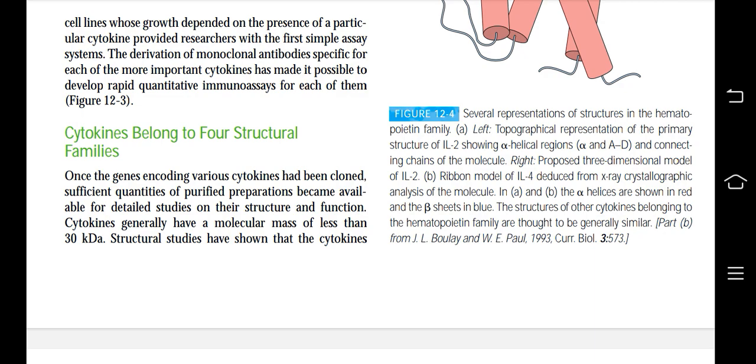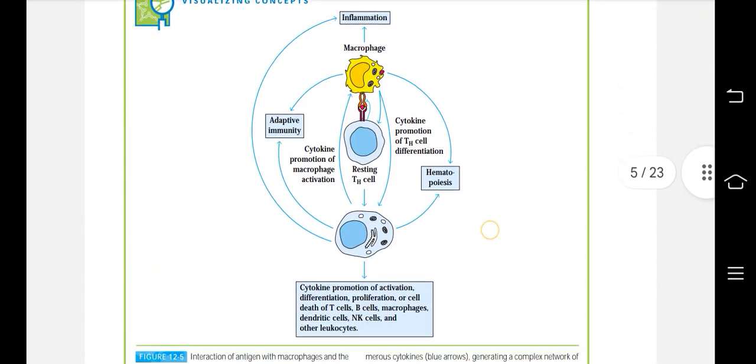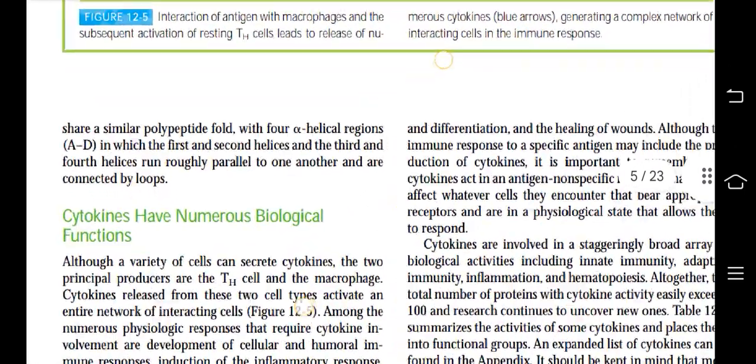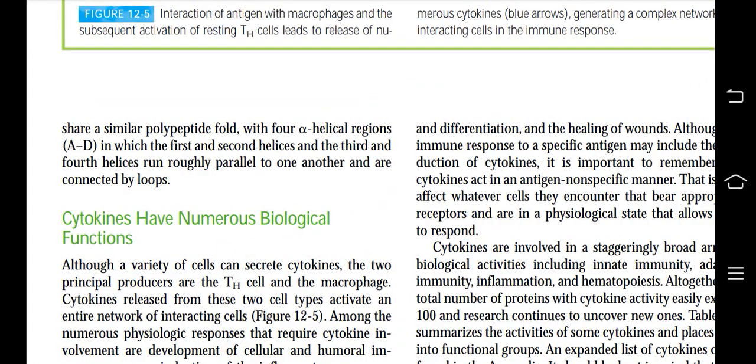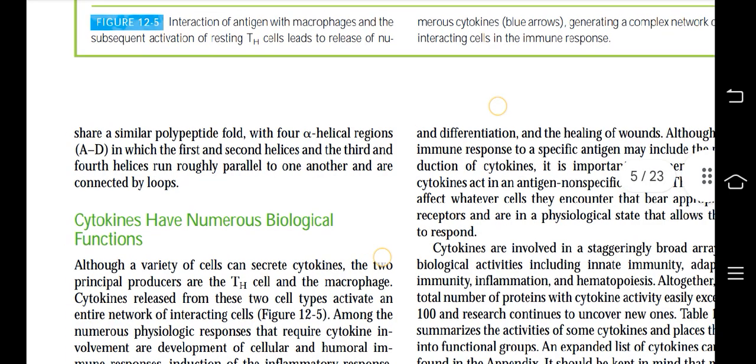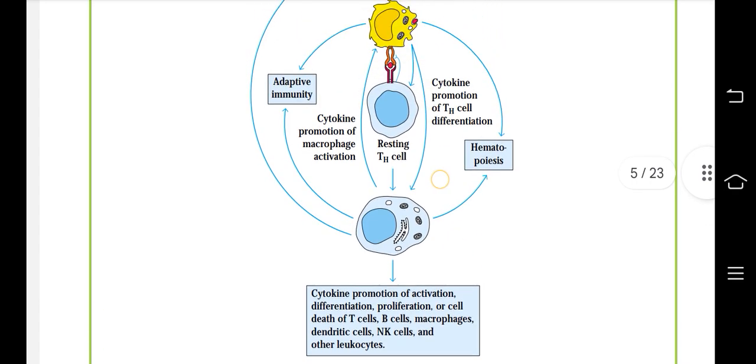So cytokines generally have a molecular mass of less than 30 kilodalton. Structural studies have shown that the cytokines share a similar polypeptide fold with four alpha helical regions A to D, in which the first and second helices and the third and fourth helices run roughly parallel to one another and are connected by loops. So cytokines have numerous biological functions which will be dealt with after looking into this picture.